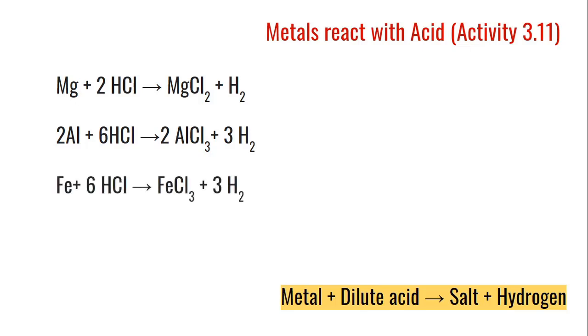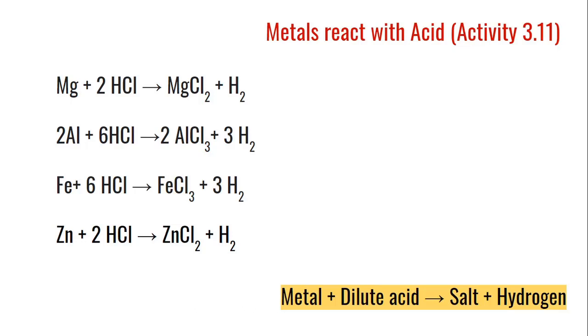Then as metal we have taken iron. So Fe plus 6HCl gives FeCl3 plus 3H2. And the fourth one we have taken is zinc. So zinc plus 2HCl gives ZnCl2 plus H2. So in this reaction you can see the metals plus hydrochloric acid give salt plus hydrogen. So you can say the hydrogen gas is evolved in all these reactions.